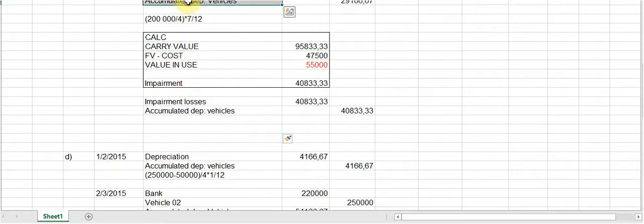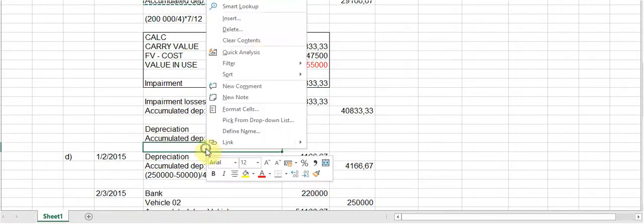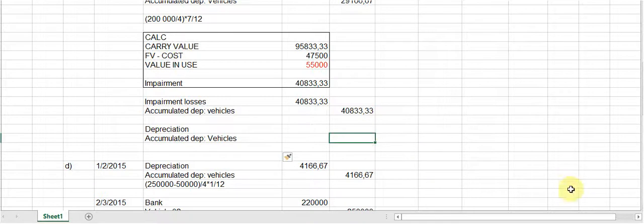So we will debit depreciation and credit accumulated depreciation again, but now we need to use the remaining life of the asset to calculate the depreciation. So we will start with the current value for it that we have in our books, which is 55,000, because we've reduced it by an impairment loss. We've reduced it from 95,833 to 55,000. So the current value for the vehicle in the books is 55,000.